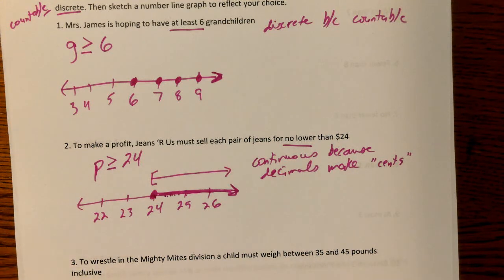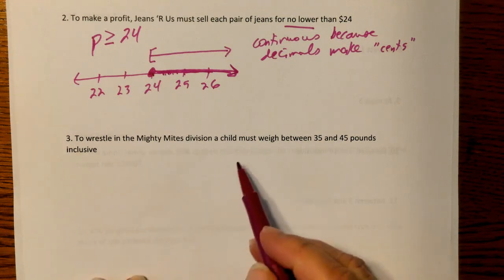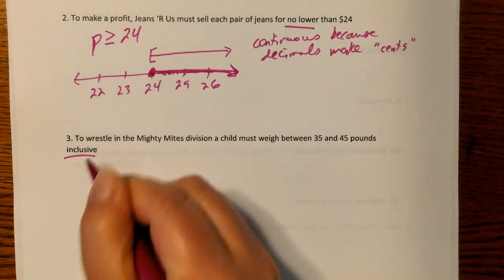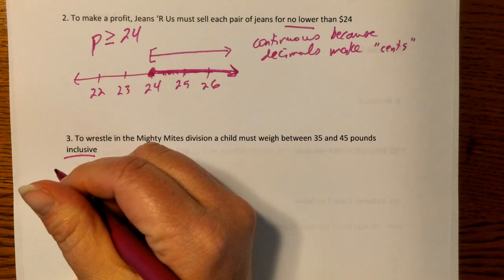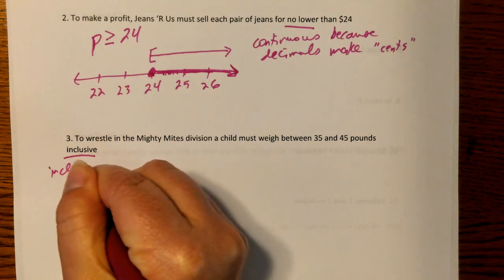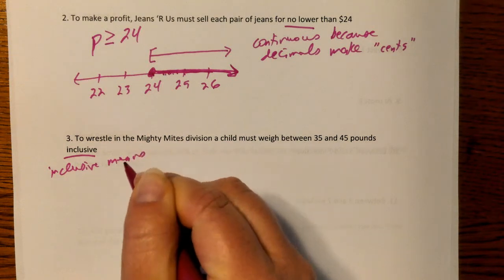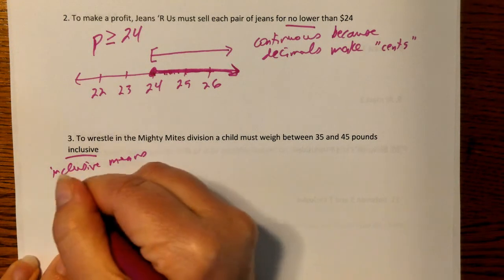For that graph. Okay, number 3. To wrestle in the Mighty Mites division, a child must weigh between 35 and 45 pounds inclusive. Okay, now let's talk about that word inclusive. Inclusive means that it can equal that number.